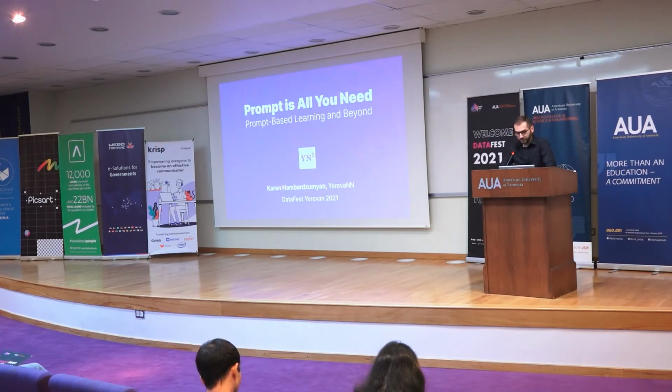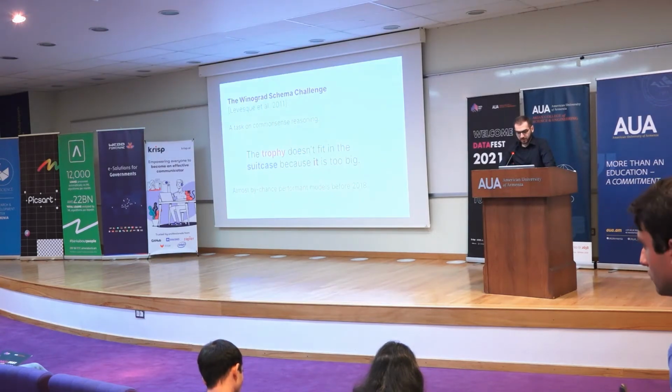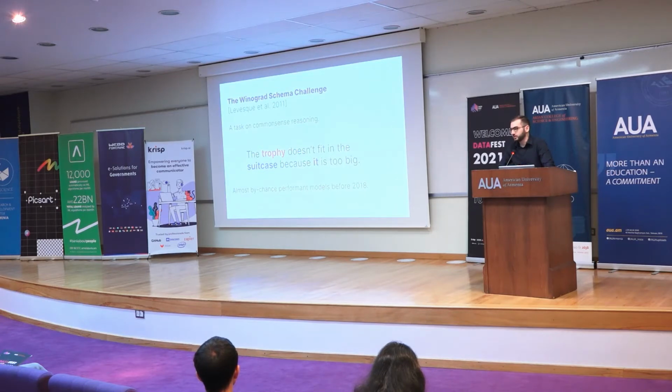Especially for low resource tasks, there are multiple tasks that we can talk about, and one task of this kind is common sense reasoning, where humans don't even need any training on this data. For example, the Winograd schema challenge. The task is to find which word is referred to by the pronoun it, and it is obvious to people that it refers to the trophy.